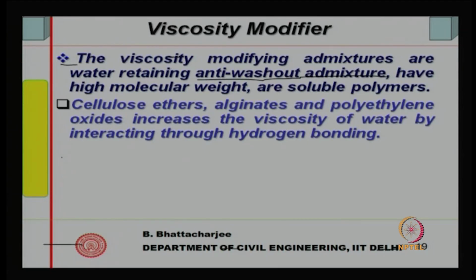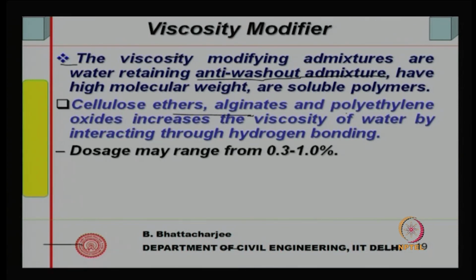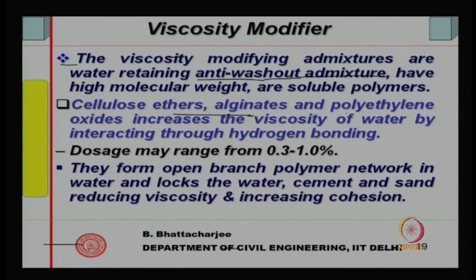Cellulose ethers, crudely we can understand as something like gum. A gum you put in water, it will increase viscosity. So, some of those materials increase the viscosity of water, and therefore it can hold on to water and the cementitious material together more easily. So, they form open branched polymer network in water and essentially lock the water and the cement and sand particles, increasing the cohesion. That is the idea, they lock the water, cement and sand, increasing cohesion.